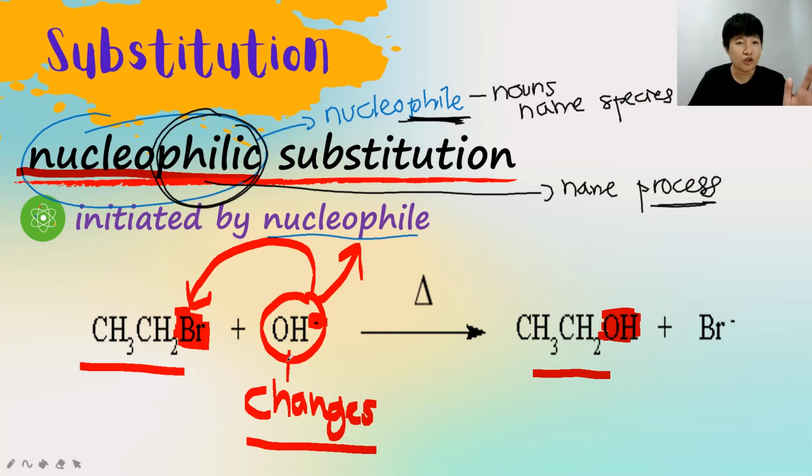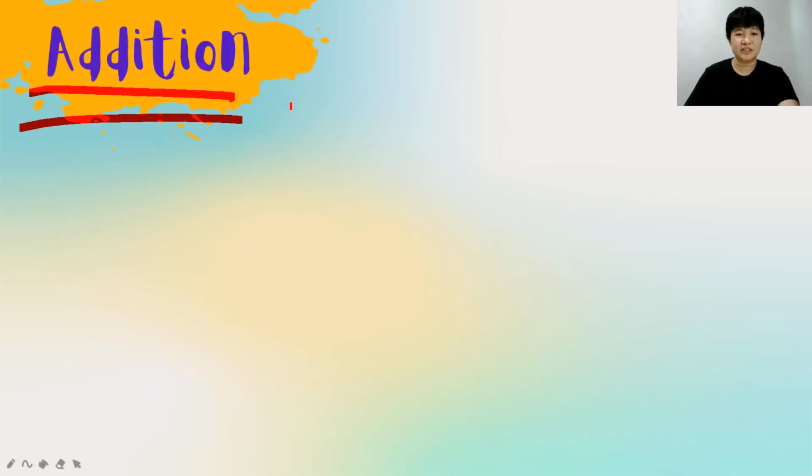And that is your nucleophilic substitution, because OH minus, the nucleophile, is substituting the Br. So you have a substitution process, and the substitution process is made by the nucleophile. So, nucleophilic substitution. And next, we are moving to addition.